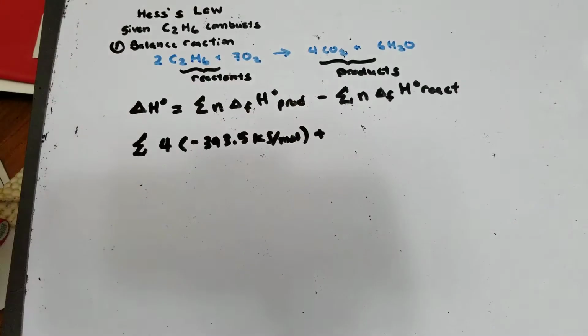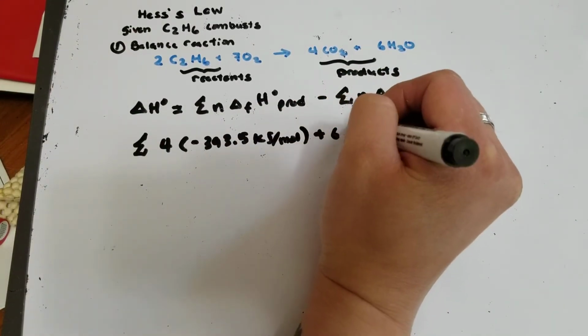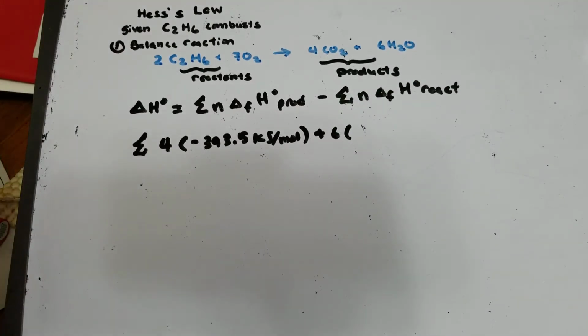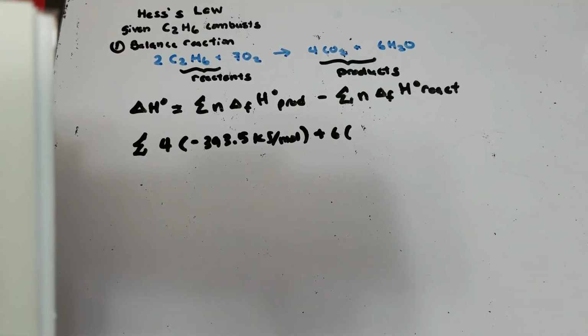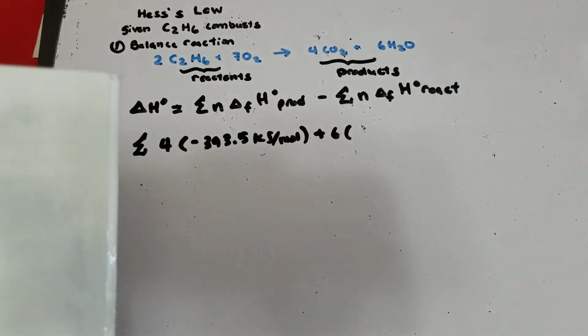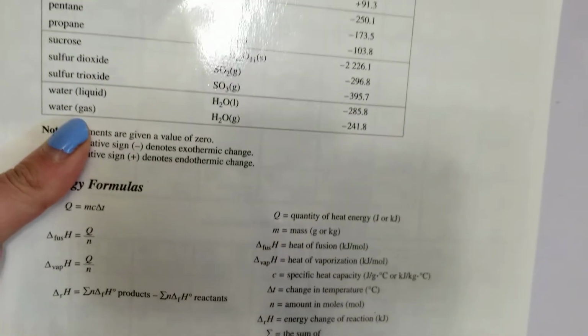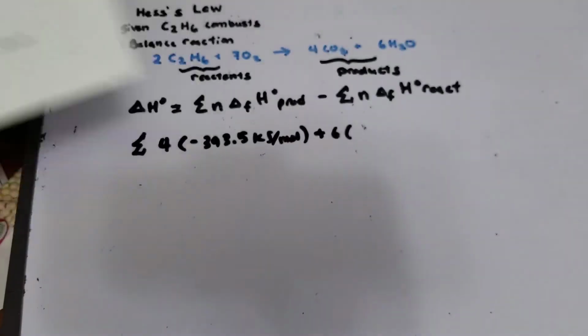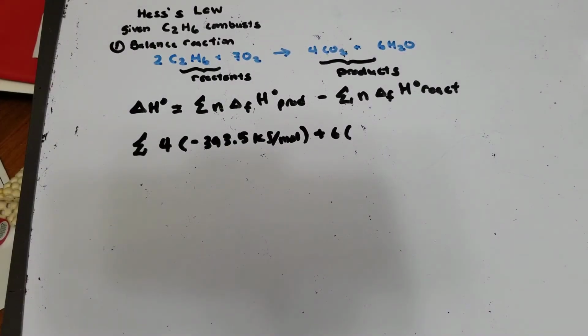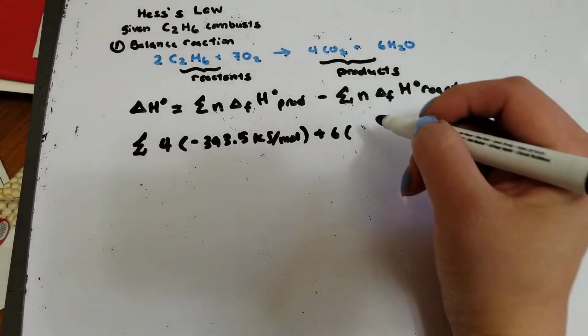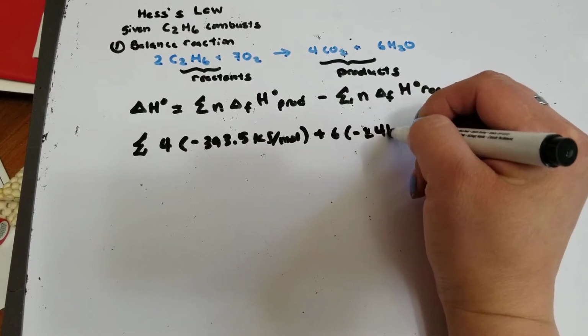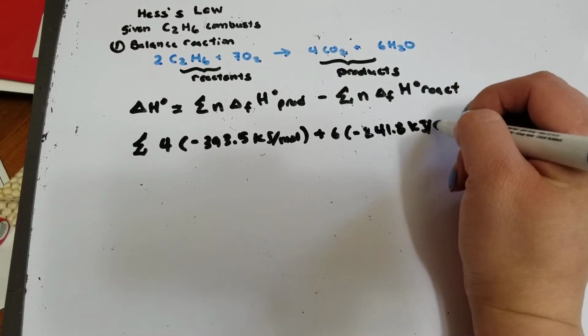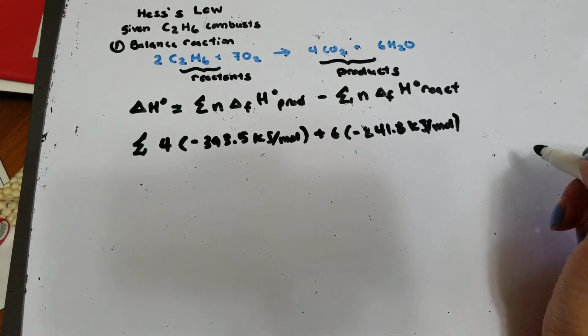plus. Now I go back to my products and I have 6 moles of water. So I go 6 times the standard heat of formation for water. Let me find it on here. Is water right there. So if you see water right there, it's minus 241.8. So that is water gas in case you forget. So I'm going to put down minus 241.8 kilojoules per mole, close bracket.